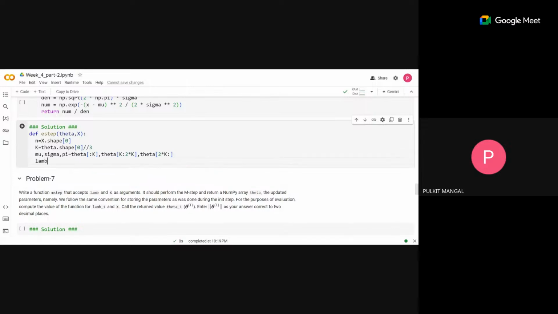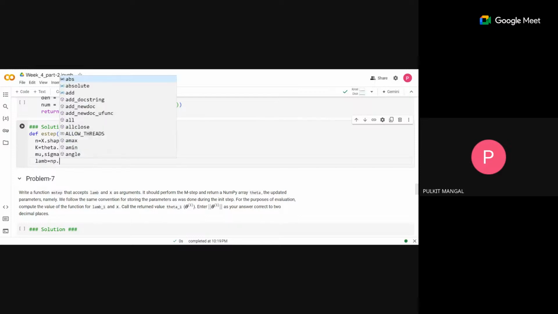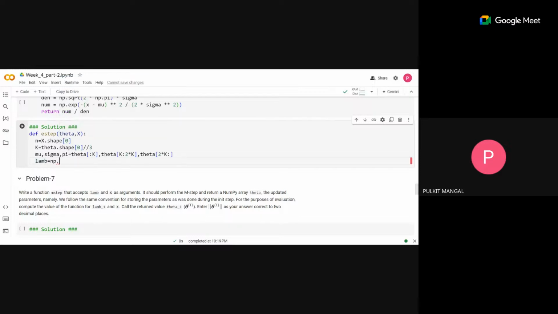Now next, we'll create this lambda. Just how while calculating our x we created a zero array, here also we will create a 0 matrix. np dot zeros, and that is n comma k. Here np dot zeros will take a tuple, because it is of order n comma k.